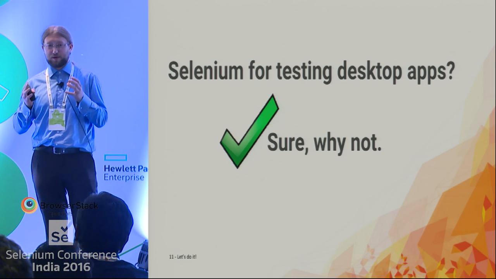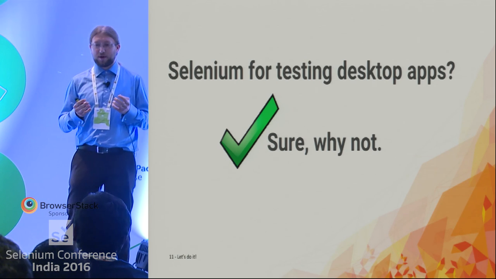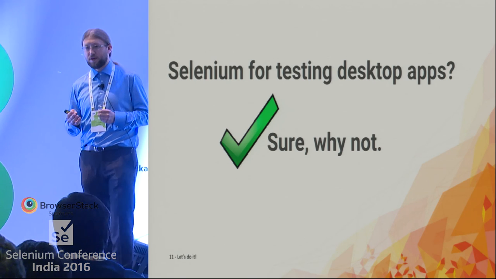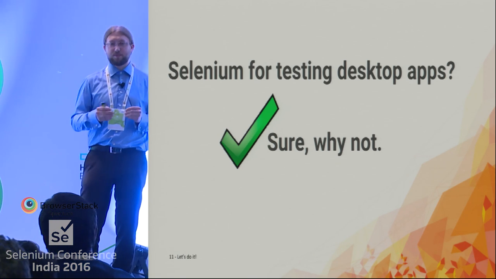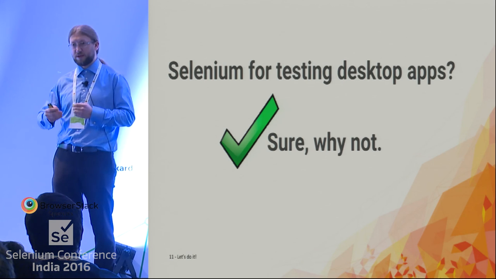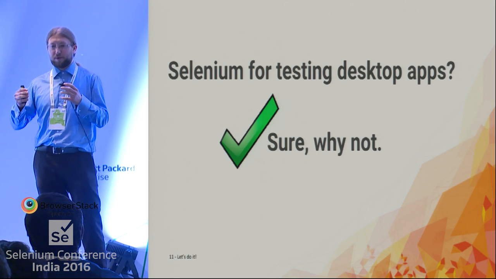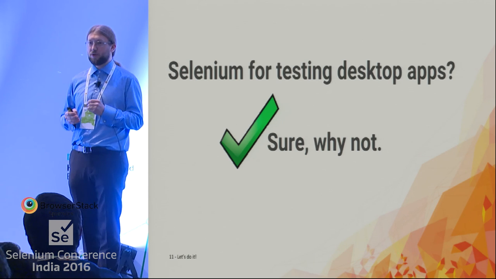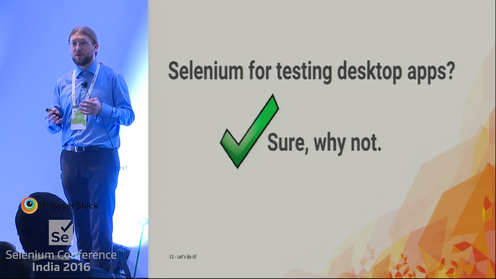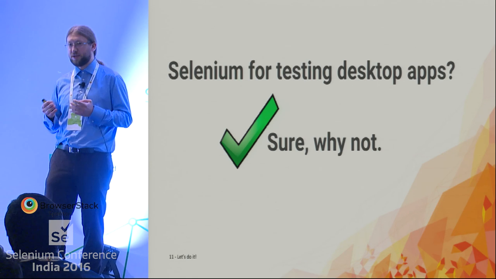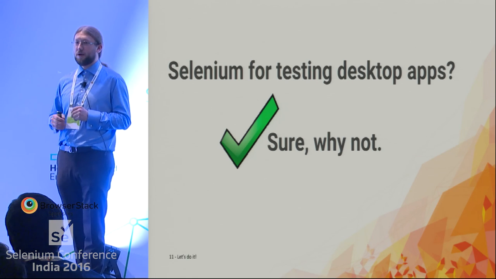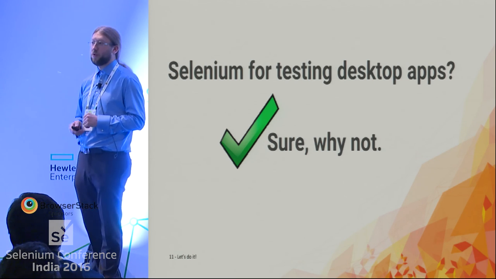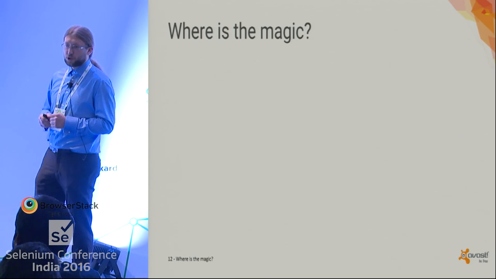Why is this topic important at this age? It's because more desktop applications nowadays are not written using Windows components, but are actually written as a website. So when you have some website code running there, it usually means that you have some browser emulation running in your application that is actually displaying that code. And that's why Selenium might be a good idea to use for testing desktop applications nowadays. So where is the magic?